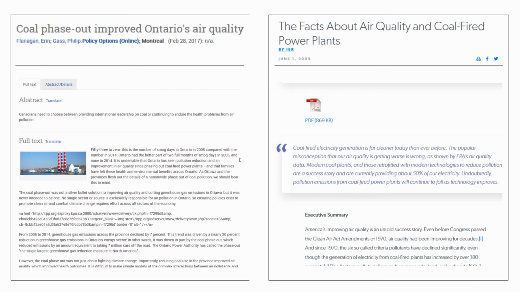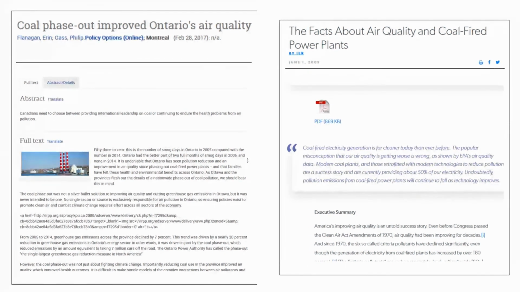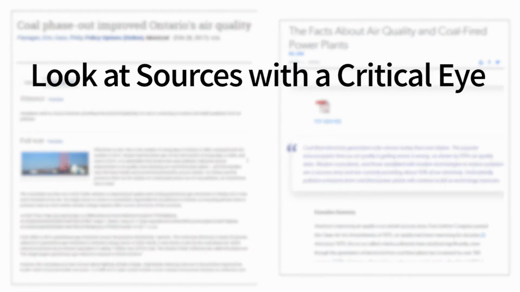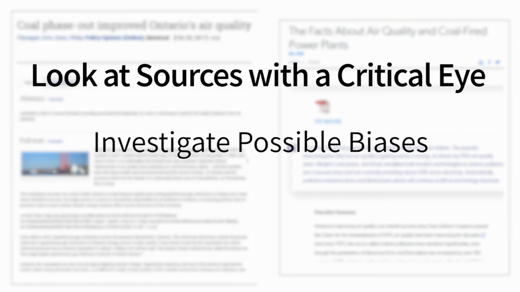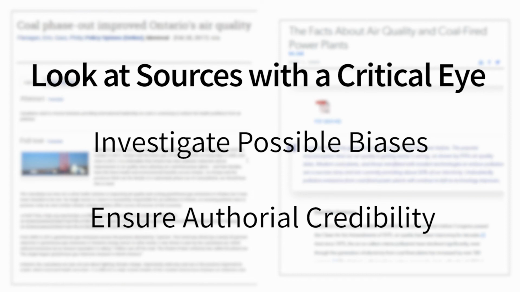Now that we've taken a closer look at the organizations behind these two publications, we can make a more informed decision about which sources we will use for our research project. The takeaway here is that it is important to look at potential research sources with a critical eye, taking a few extra steps to investigate possible biases and ensure authorial credibility.